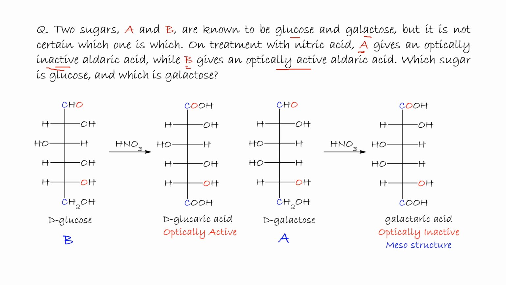Well, from the glucose structure, the OH at carbon 5, right? Here 4 right, 3 left, 2 right. This is the glucose structure. Oxidizing it with nitric acid will give glycaric acid. This compound has no symmetry, so it is optically active. Accordingly, glucose should be B.